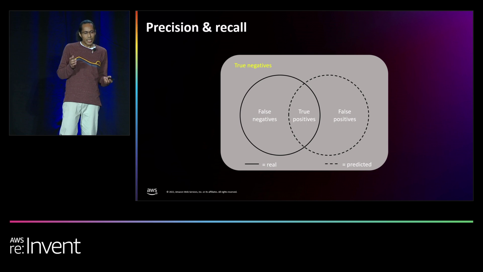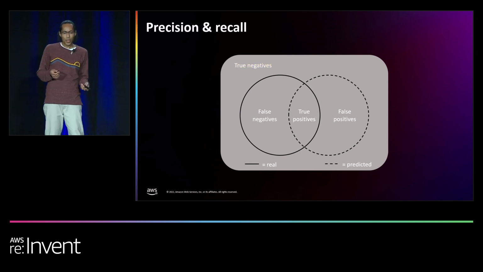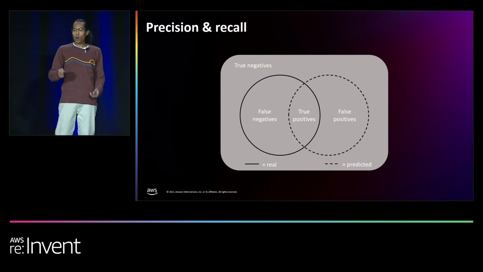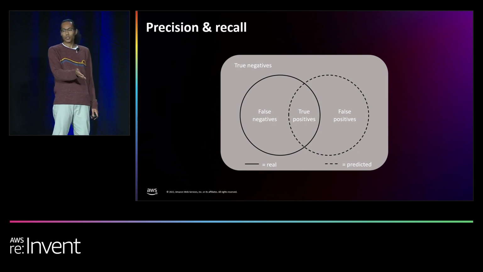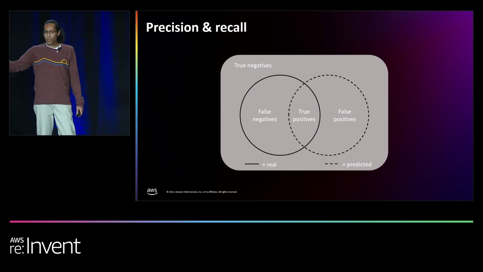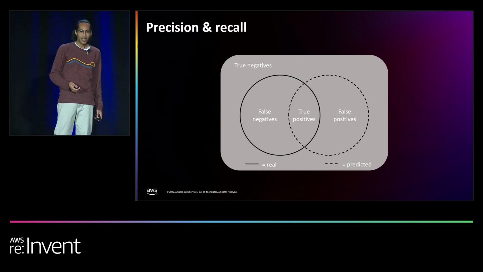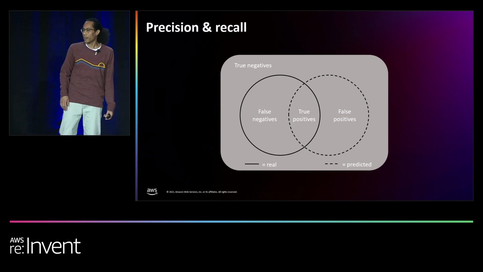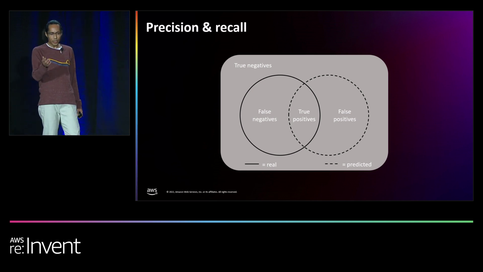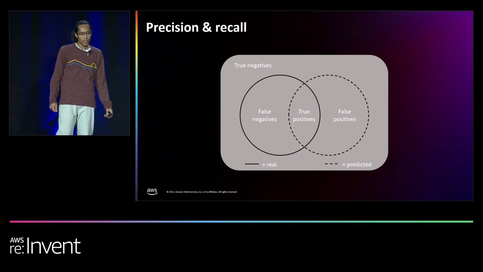And so the idea of precision is, when you speak, how often are you accurate? So that would be the true positives divided by the surface area of that dashed circle. And the idea of recall would be, when you speak, how much do you cover what should have been said? So that would be your true positives divided by the solid circle.